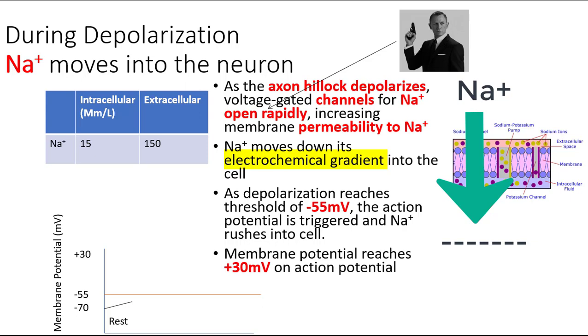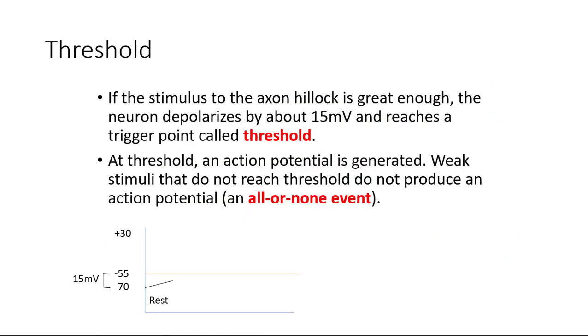Membrane potential reaches positive 30 millivolts on an action potential. If the stimulus to the axon hillock is great enough, the neuron depolarizes by about 15 millivolts and reaches a trigger point called threshold. At threshold, an action potential is generated. Weak stimuli that do not reach threshold do not produce an action potential. An all or none event, right?